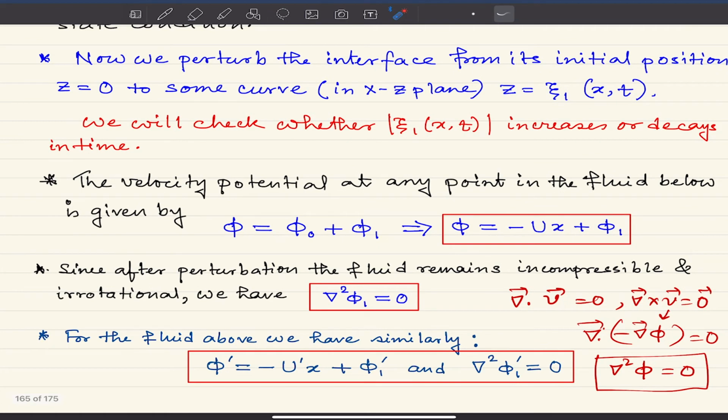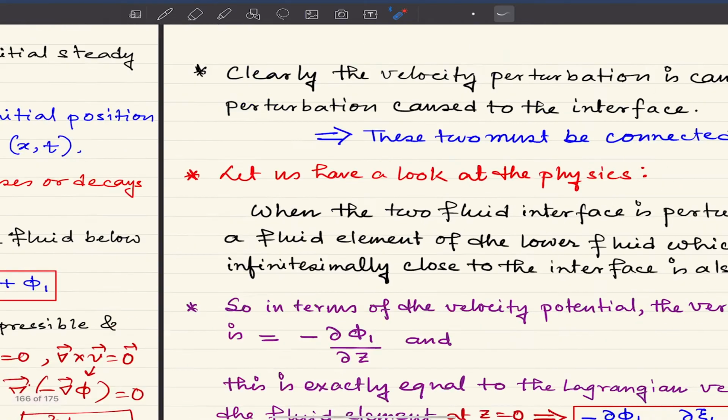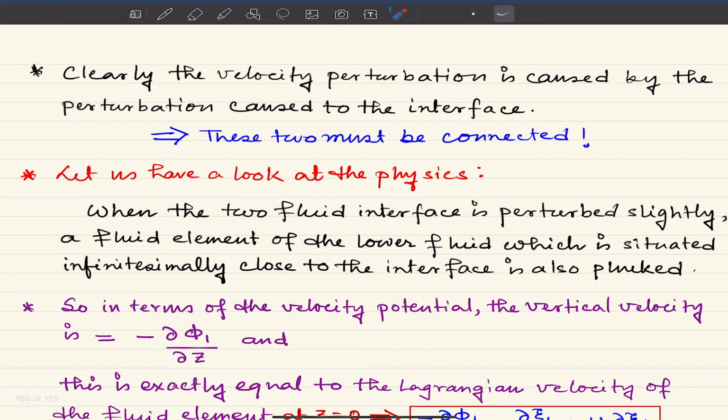The same type of argument can be made for the fluid above, and for that we have similarly phi prime is equal to minus u prime x plus phi 1 prime, and Laplacian phi 1 prime is also equal to 0. Exactly what we have for the unprimed fluid, but this is the fluid above the interface. Now we have some elements of analysis. We have to consider some physical aspects.